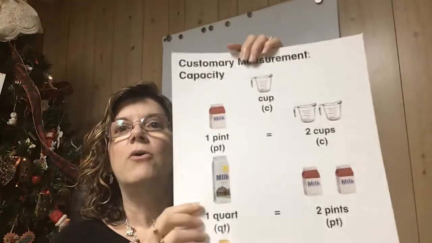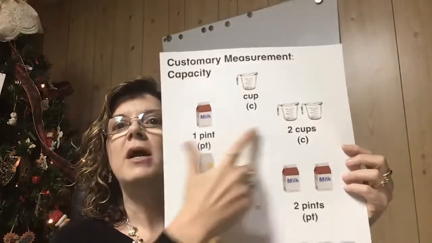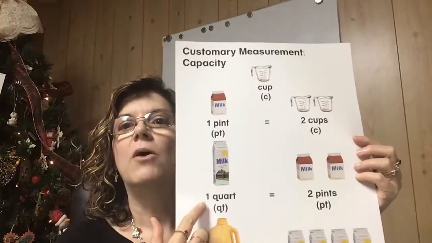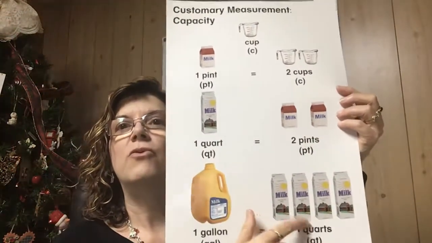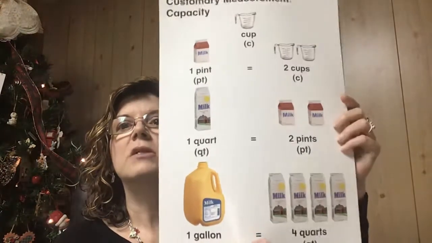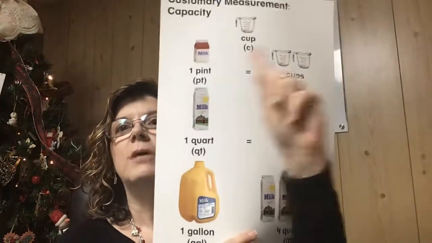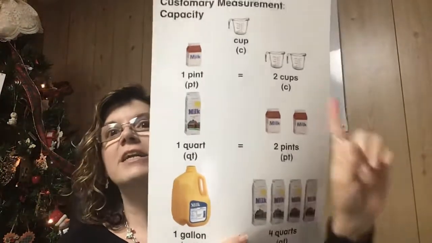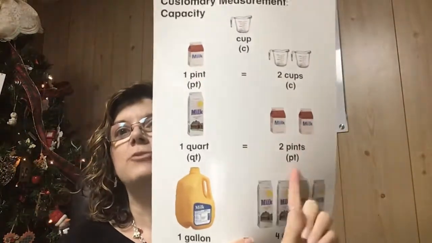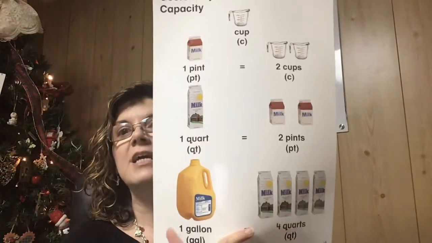Okay, so we are going to learn that 1 pint is 2 cups, 1 quart is 2 pints, and 1 gallon is 4 quarts. I like to do it in a little rhythm to help you remember. 2 cups in a pint, 2 pints in a quart, 4 quarts in a gallon. Let's do that again. 2 cups in a pint, 2 pints in a quart, 4 quarts in a gallon.